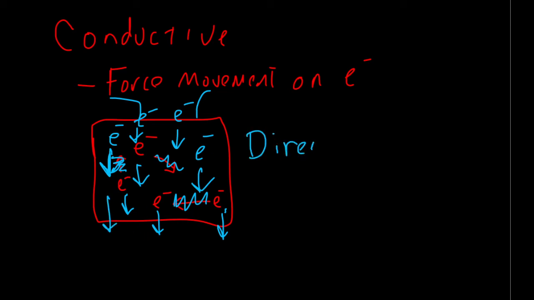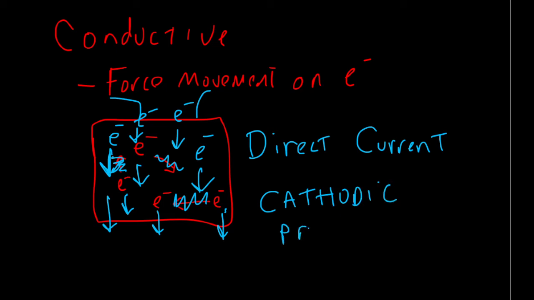Direct current is the idea of taking all of these electrons in this electron soup of a piece of metal and pushing them and forcing them all to go in a single direction. And so why this is important to us is when we talk about what cathodic protection is. Cathodic protection and corrosion, right?